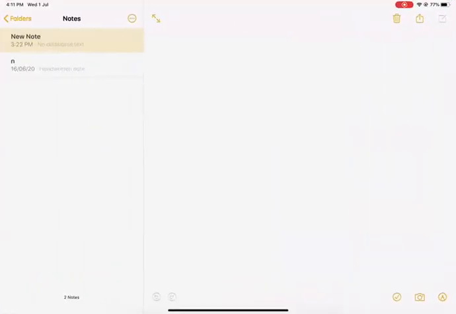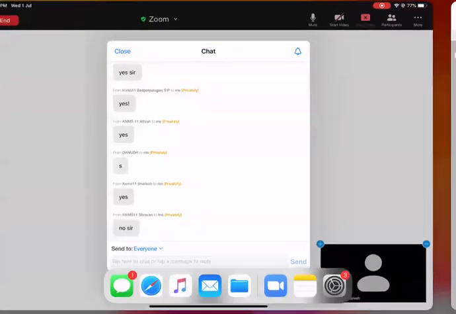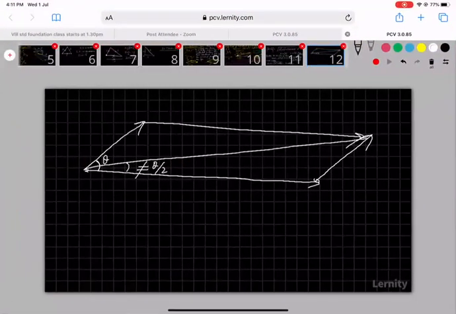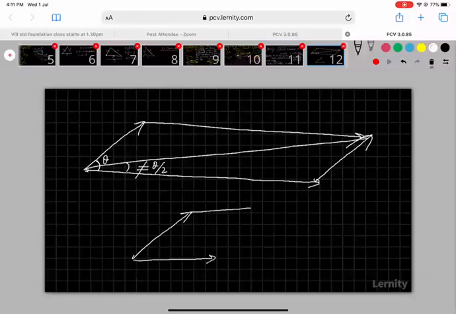Okay? Diagonals of a parallelogram are not angular bisectors. For a diagonal to be an angular bisector, the condition must be that the adjacent sides are equal in length. So if it is a rhombus, then the diagonal would be an angular bisector.